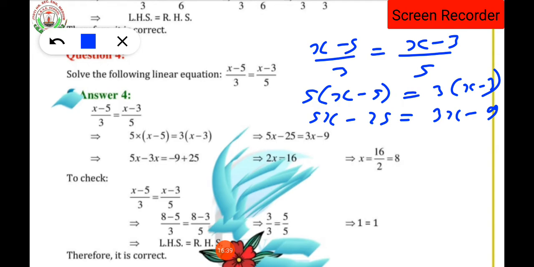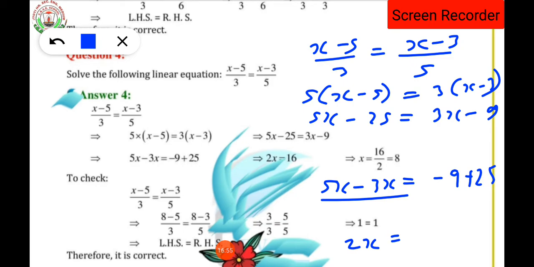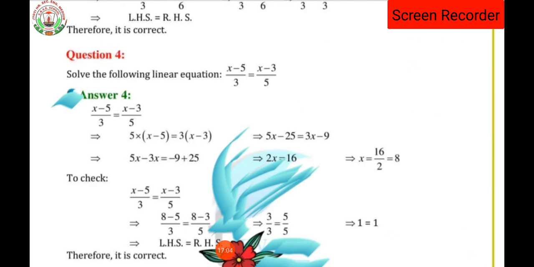Now transposing the x term towards one side and the constant term towards the other side, we will get an equation as 5x minus 3x is equals to minus 9 plus 25. So here it will be 2x and here it will be 16. So x is equals to 16 divided by 2, that will be x is equals to 8. Clear? So what is the value of x we are getting? That is 8. Clear everyone? So here x is equals to 8 we got the value.